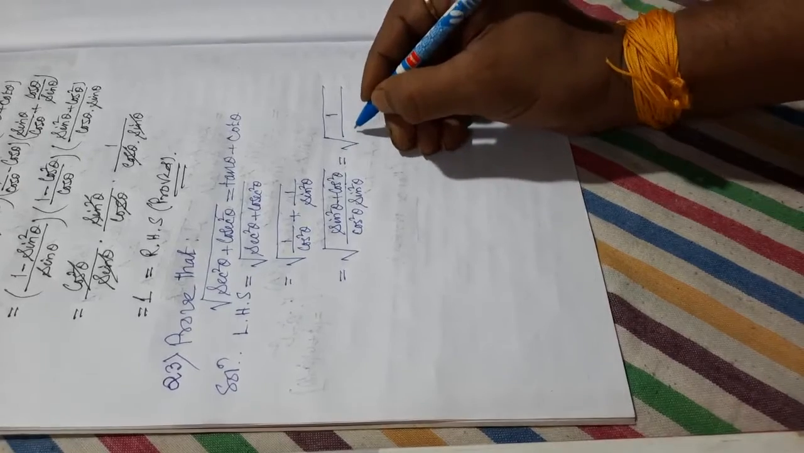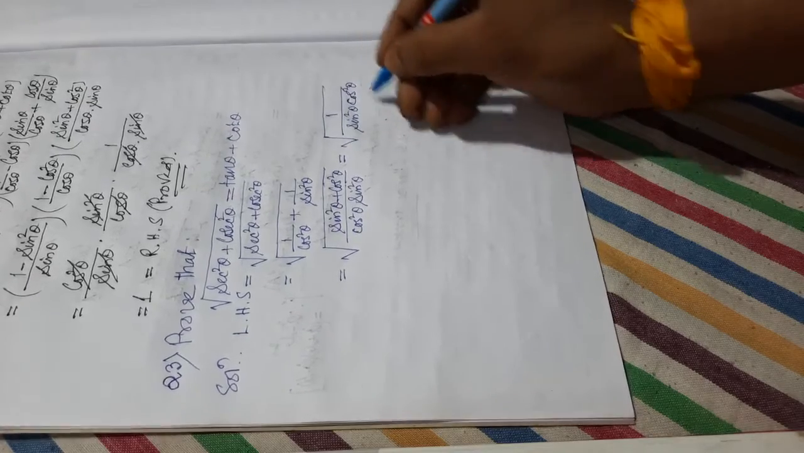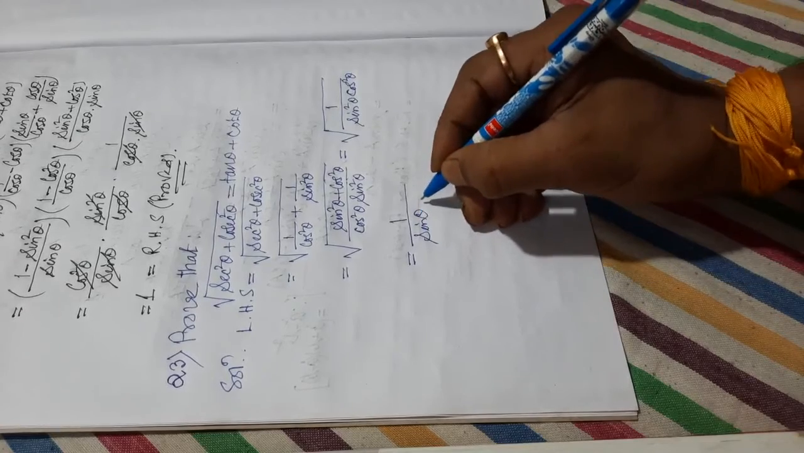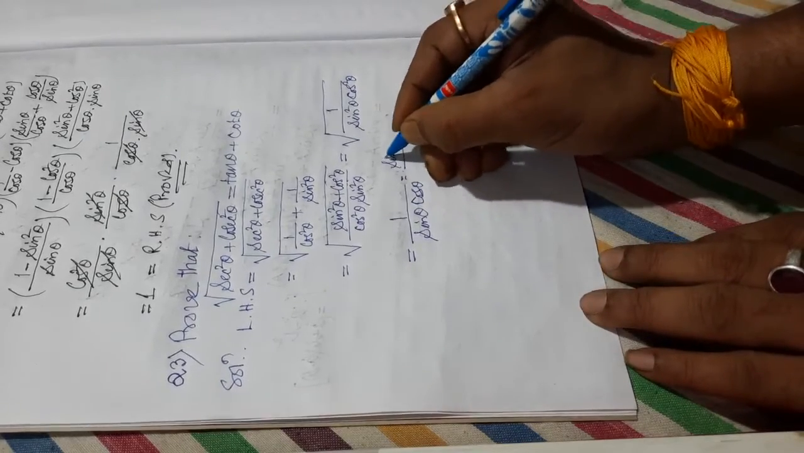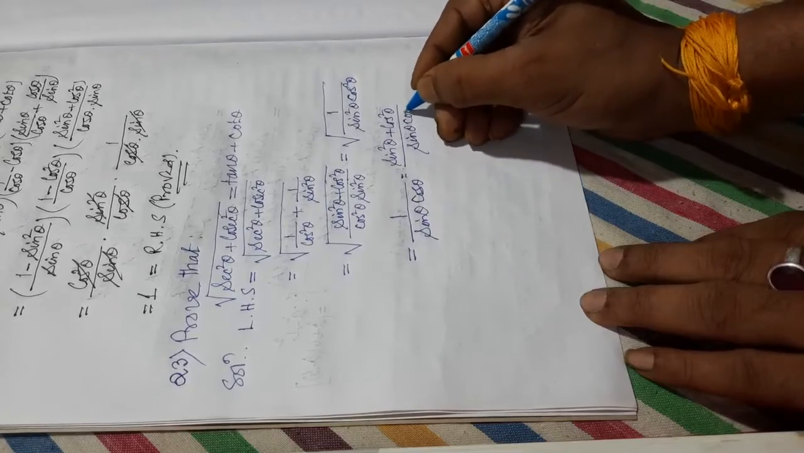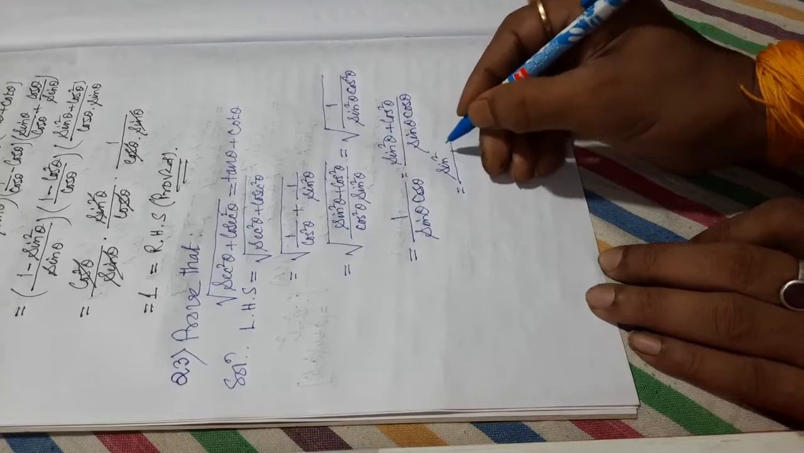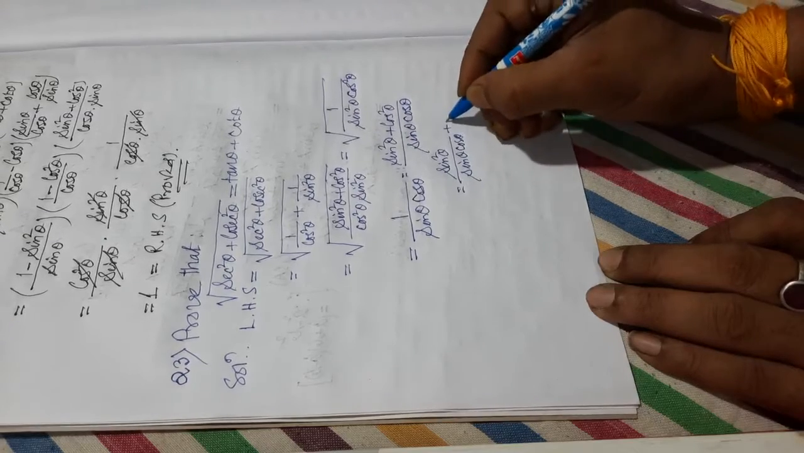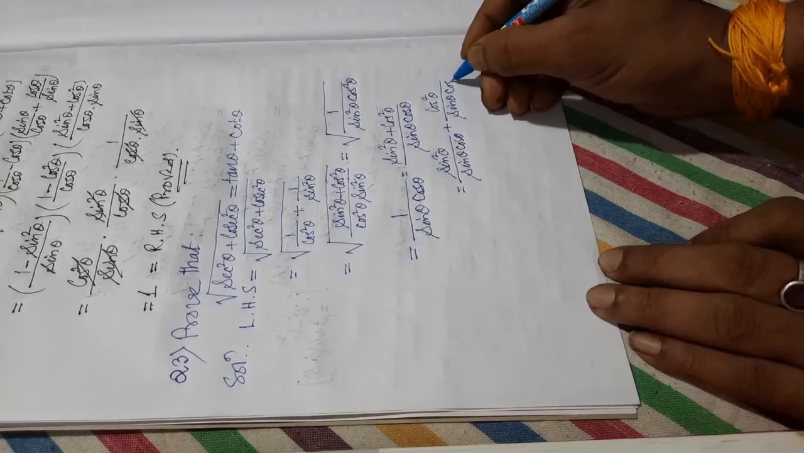Sin square theta plus cos square theta is equal to 1. One by sin theta into cos theta. 1 is equal to sin square theta plus cos square theta by sin theta into cos theta, is equal to sin square theta by sin theta into cos theta plus cos square theta divided by sin theta into cos theta.